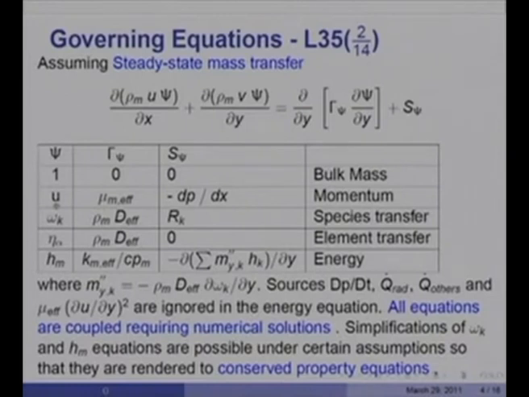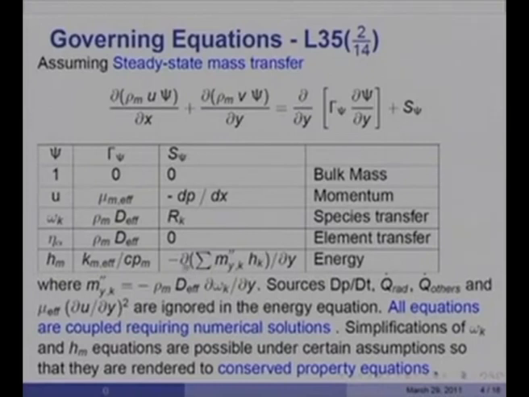If I say psi is equal to u, then gamma psi would be mu effective, assuming there is turbulent flow, and S psi would be usually minus dp by dx, which is the pressure gradient. If psi is equal to omega k, then gamma psi, as you know, would be rho D effective and the source would be rk, which is the species transfer equation. Then there would be the element transfer equation, for which the source is always 0 because element alpha is a conserved property, and hm is the mixture enthalpy.